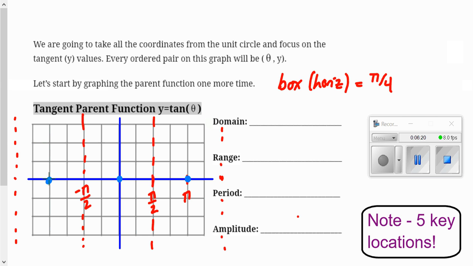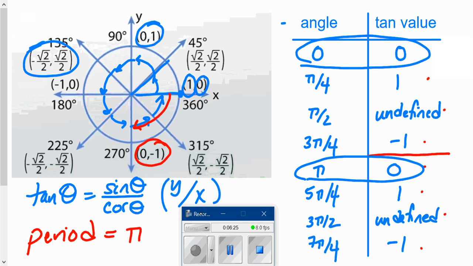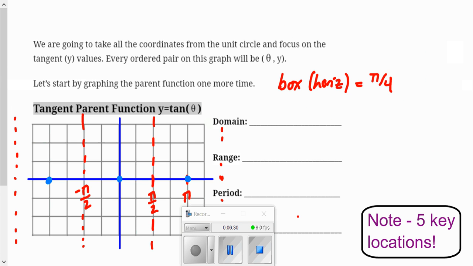And now there were some other locations that had values of 1 or negative 1. So pi over 4 had a value of 1, and 5 pi over 4. Pi over 4 is here. I'm going to make one vertical box be equal to 1 unit. Can I count by different things on different axes? You bet I can. Absolutely. Okay, and then 5 pi over 4, which would be right here, also had a value of 1. And look, 1, 2, 3, 4. Those are 4 boxes apart as well. Periodic function.